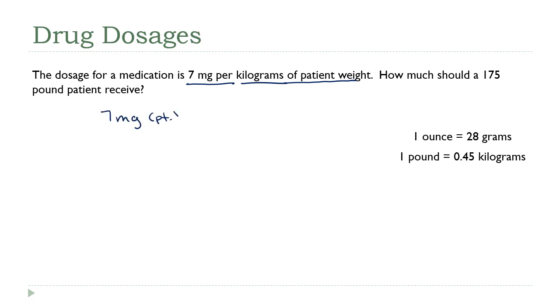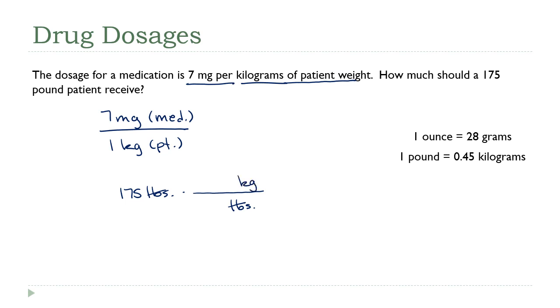I'm going to say it's 7 milligrams of medication weight per 1 kilogram of patient weight. So I know my patient is 175 pounds. Okay, so I need to get those pounds into kilograms, right? So I can do that with my conversion factor here. 175 pounds times, and I'm going to want pounds on the bottom so they cancel. I'm going to want kilograms up on top.